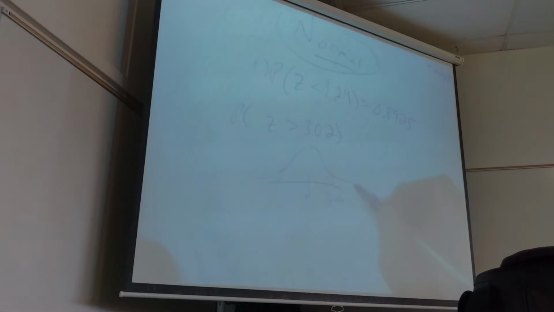So now watch this. This is the way you should do this kind of problem. Shade in the area I want. What area do I want? The area that's above 3.02, right? Now when I look up 3.02 in the chart, what area will it give me? Area below it. So when you look up 3.02, what do you find?